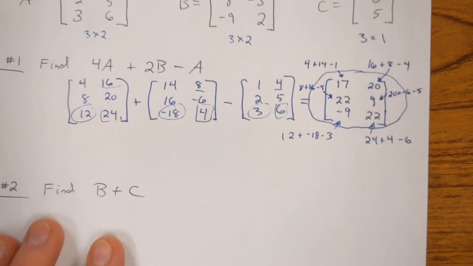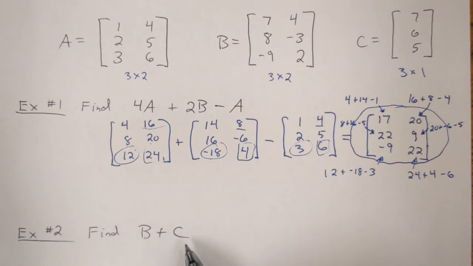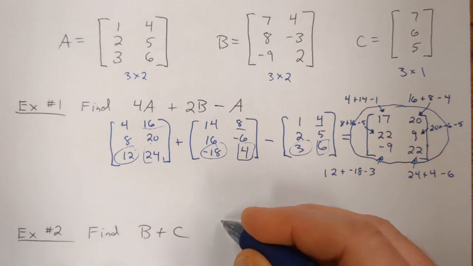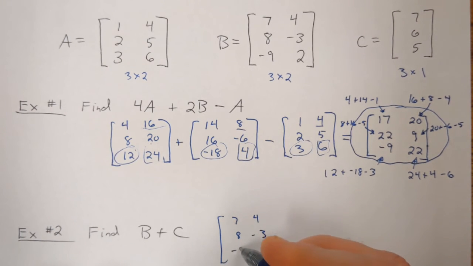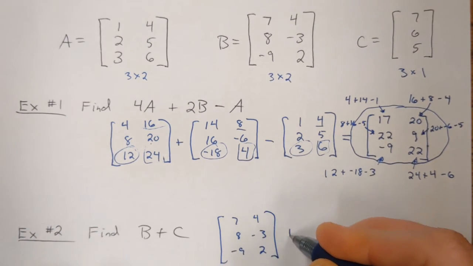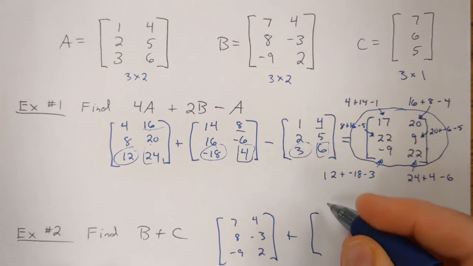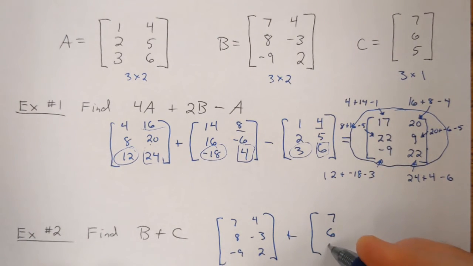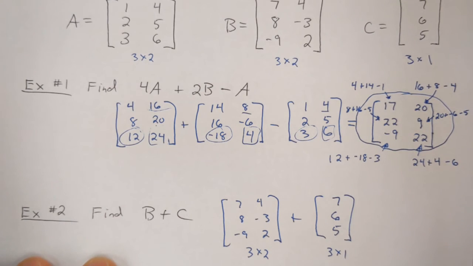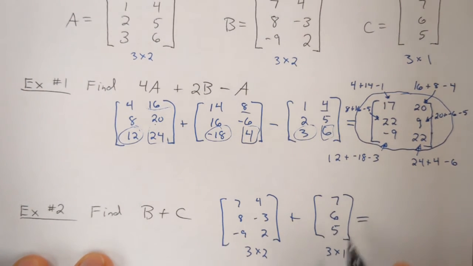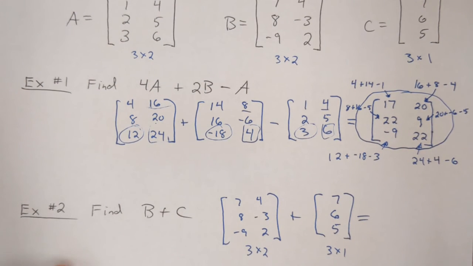All right, example number 2, our last example, find B plus C. Here we're supposed to take 7, 4, 8, negative 3, negative 9, and 2, and add this single column 7, 6, 5. In other words, here I have a 3 by 2 matrix. I'm trying to combine it with a 3 by 1 matrix. So how do we do this? How do we add matrices if they're not the exact same dimensions?